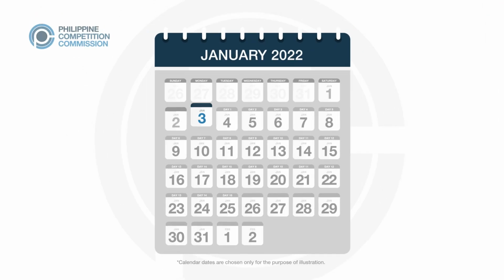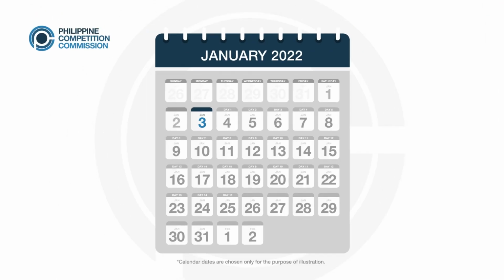To illustrate the timeline, here's an example. Companies A and B submitted their notification forms on January 3, 2022, Monday. Assuming that the formal requirements have been fully complied with, the sufficiency determination stage will start on January 4, 2022, Tuesday. Based on the rules, the MAO has 15 calendar days or until January 18, 2022 to evaluate the sufficiency of the notification forms and appendices.